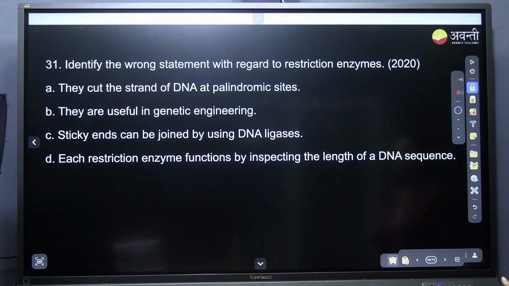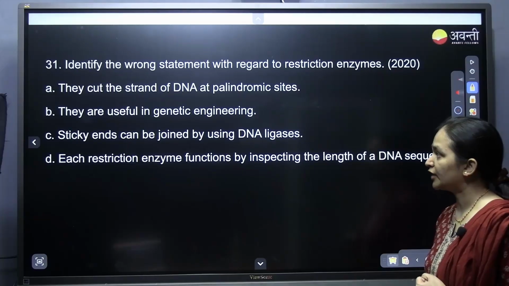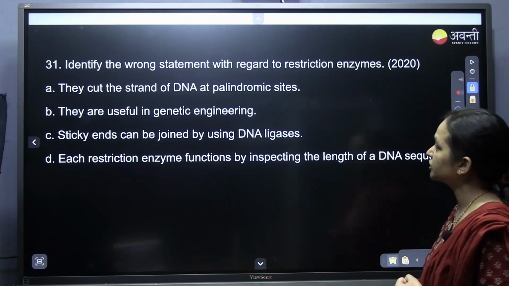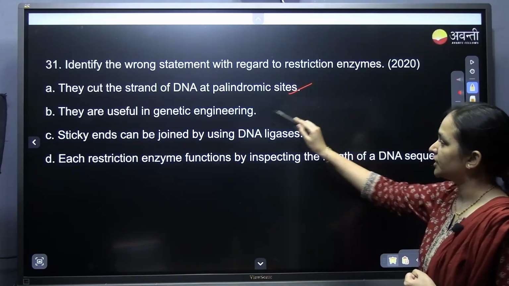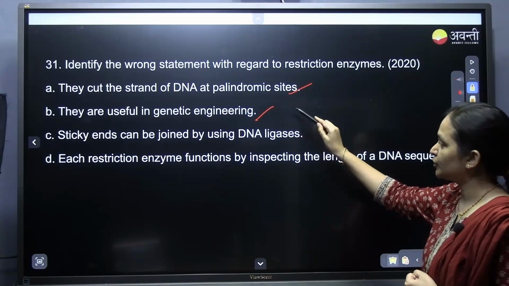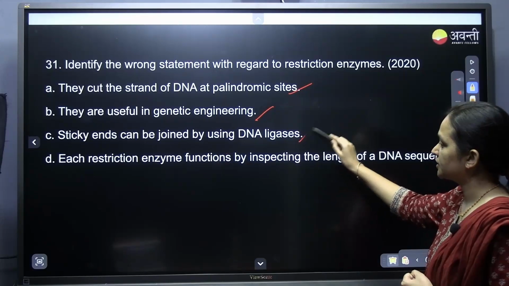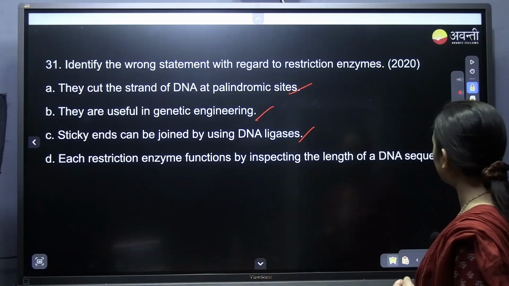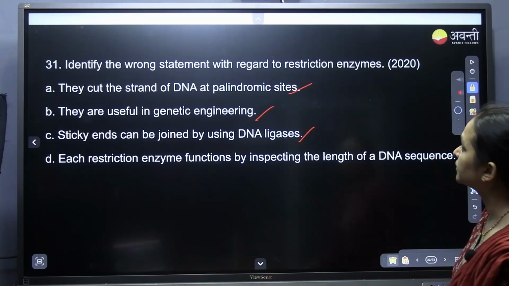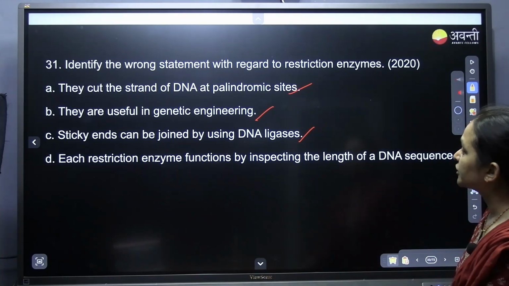Identify the wrong statement with regard to restriction enzymes. They cut the strand of DNA at the palindrome sequence. They are useful in genetic engineering. The sticky ends can be joined using the DNA ligase. Each restriction enzyme functions by inspecting the length of DNA sequence. You need to find the wrong statement.